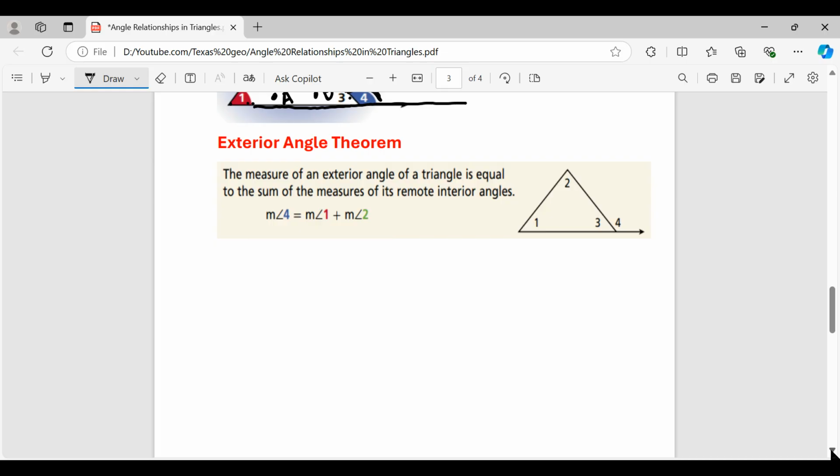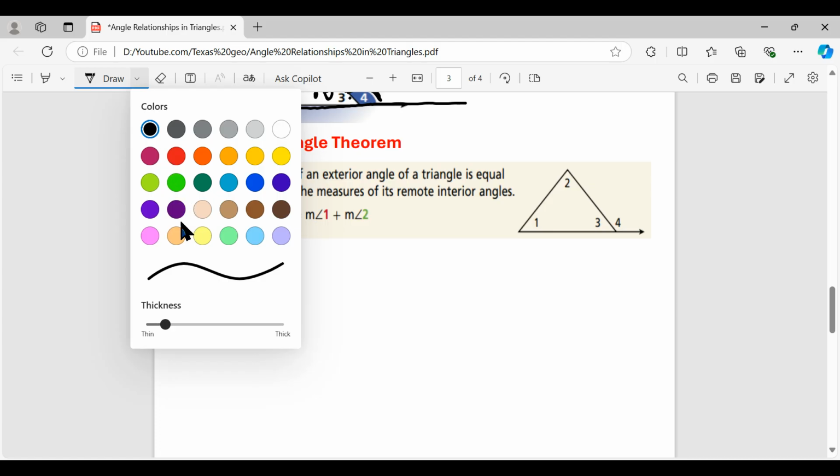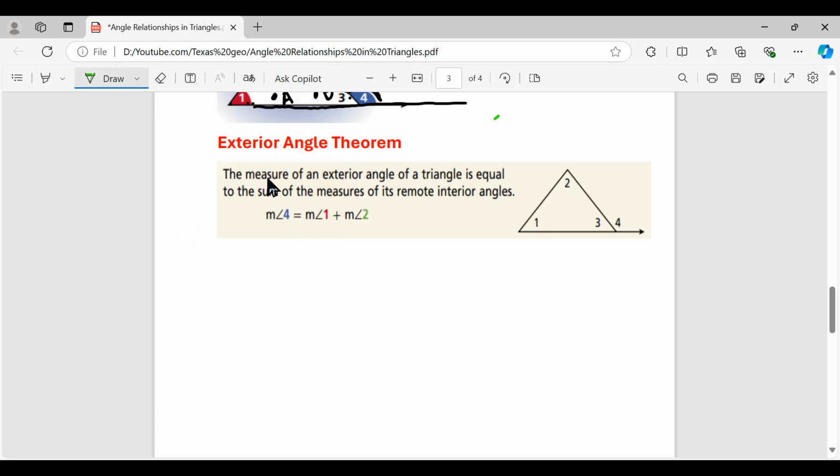Now, we have the exterior angle theorem. What is the meaning of the exterior angle theorem? So let's see. The measure of an exterior angle of a triangle is equal to the sum of the measures of its remote interior angles. So look at the words remote interior angle.